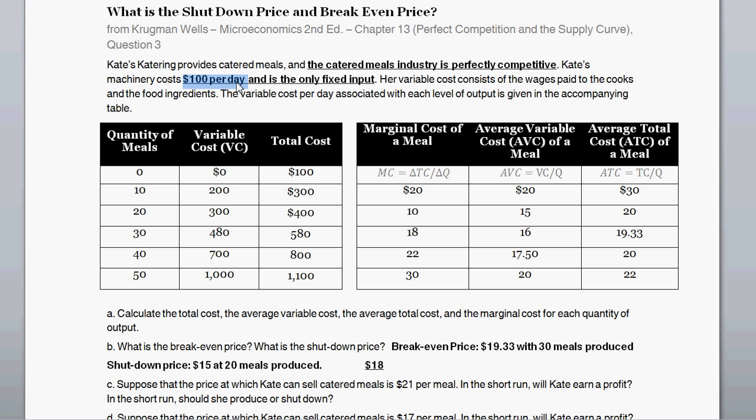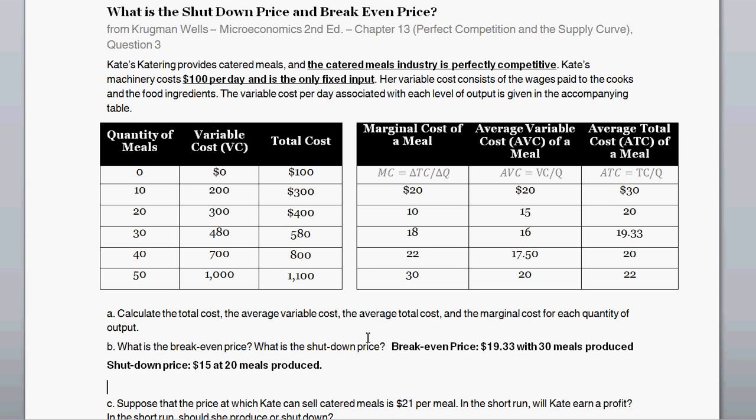In the short run, it's stuck with the fixed costs. It has to pay them one way or the other. Even if it goes out of business, it still has to pay its fixed cost. So it's going to produce. However, in the long run, fixed costs become more variable. So in the long run, the firm may choose to go out of business with a market price of less than $19.33.